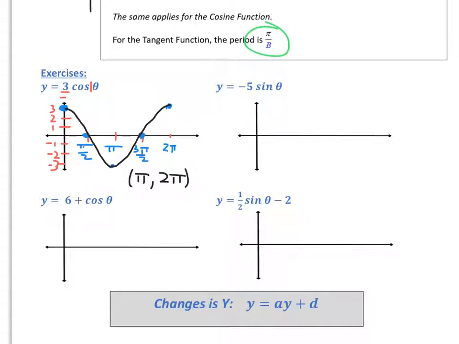All right, second one, you got -5 sine theta. So amplitude is going to be 5. What's the negative going to do? It's going to flip our sine curve. Where does our sine curve begin again? At the origin. So instead of our sine curve going up to begin, now it's going to go down to begin, and then it'll finish on an up value.